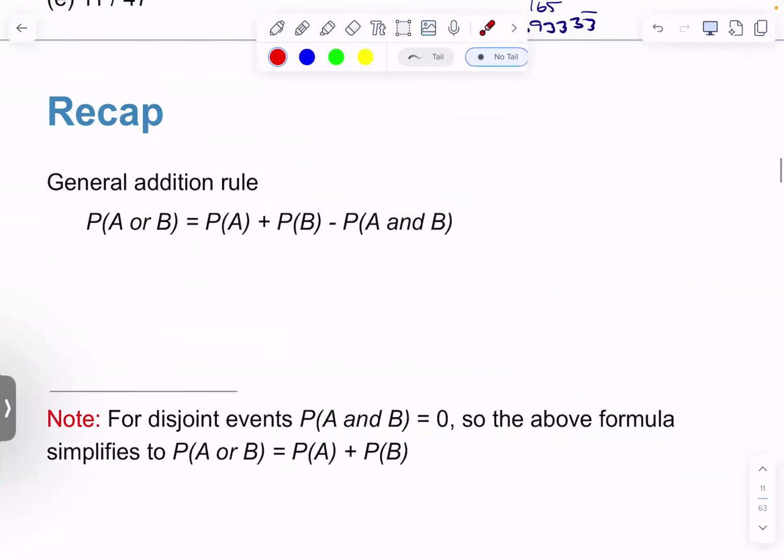So like I said, this is called the general addition rule. Probability of A or B is the probability of A plus the probability of B minus the probability of A and B, which, I'll say it again, is on your formula sheet.